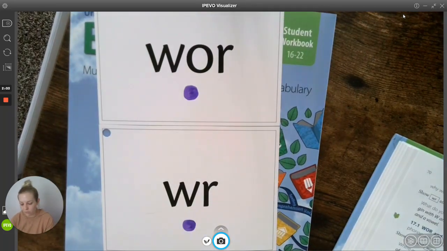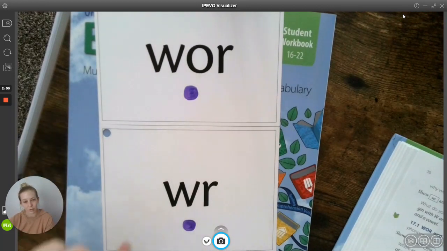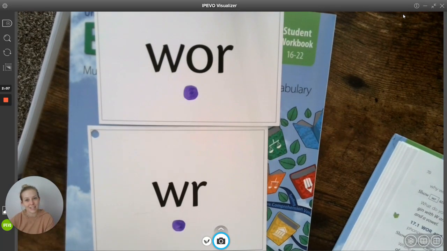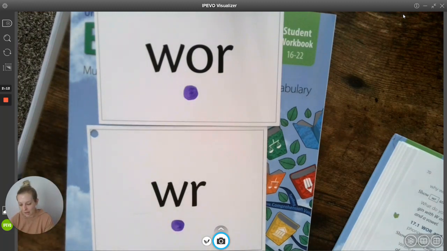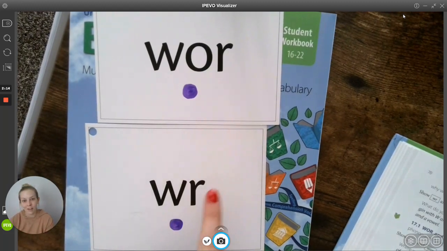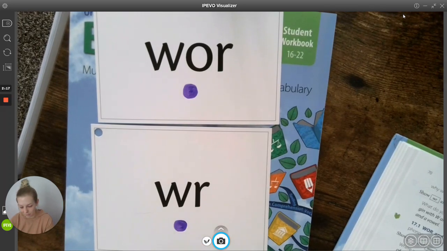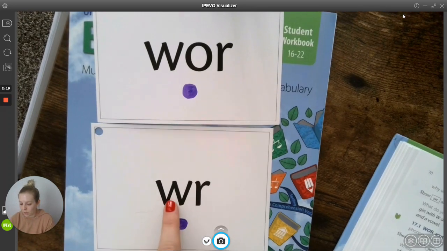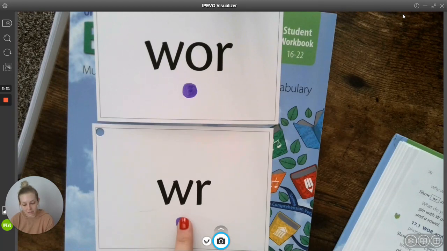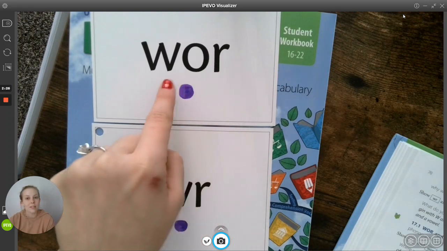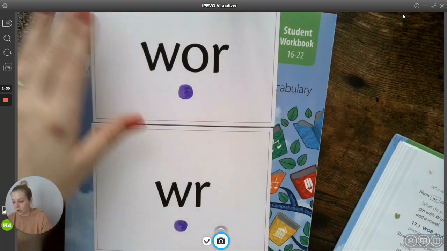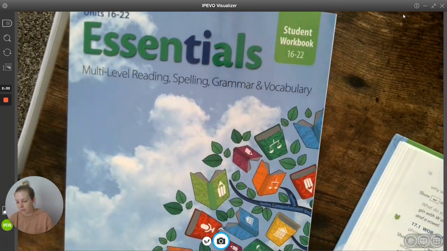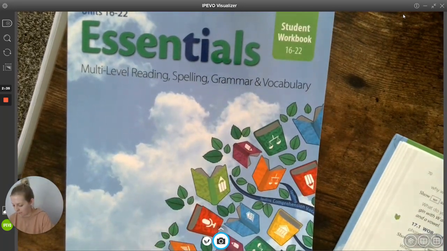What do you notice about these two phonograms? What do you notice? They both begin with W, and they both end with an R. WR is a consonant, if you remember from last week. WOR is a consonant and a vowel. Good job. Open your workbook to page 35.